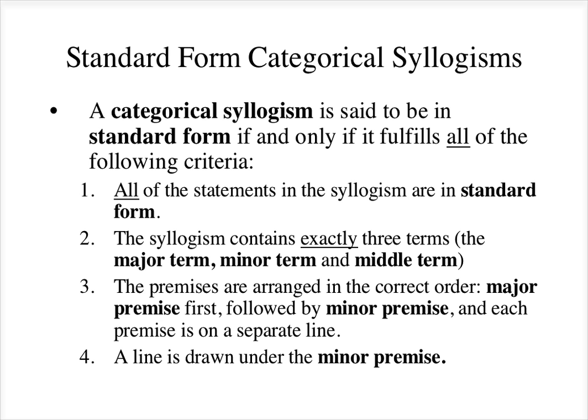And then a line is drawn under the minor premise, which will be the last premise. This is the same as in a standard form argument. And then the conclusion is written below the line, just like in any standard form argument. So really the only differences between a standard form argument and specifically a standard form categorical syllogism is that the premises need to be in the correct order, and there need to be exactly 3 terms. We'll talk in another lecture about what happens when there aren't exactly 3 terms.